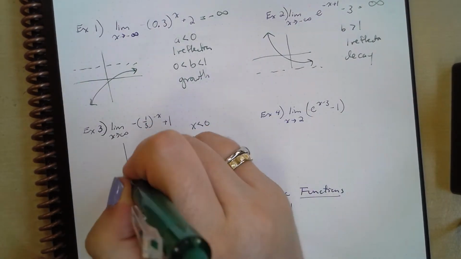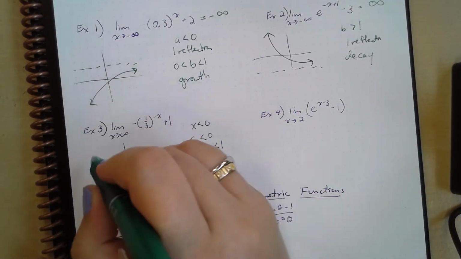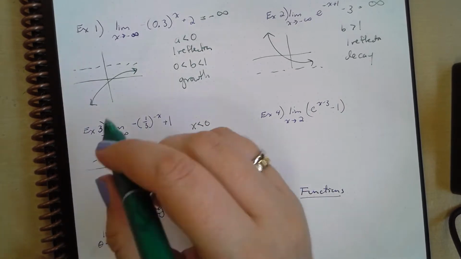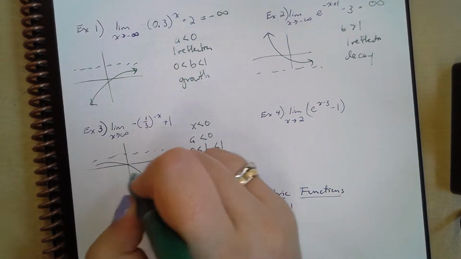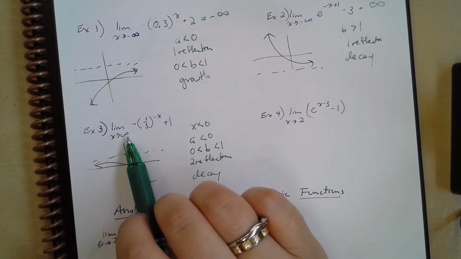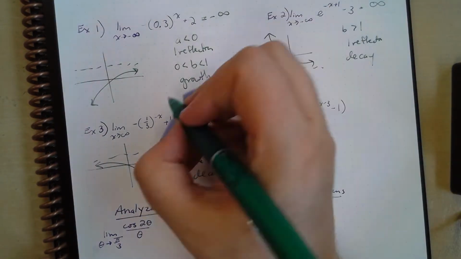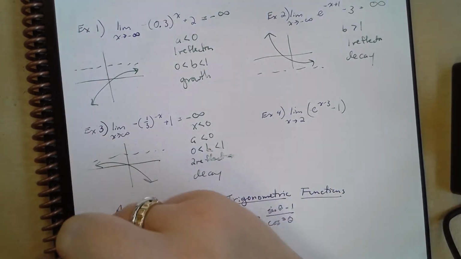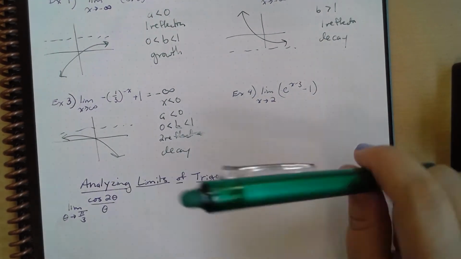So I can draw this again. My asymptote is going to be at 1. This is ugly, but we get it. Here and here, what's going on? Okay, and now I need to actually find my limit. As I go towards infinity, what's going on? Well, I'm going to go to negative infinity. All right, let's do one more.